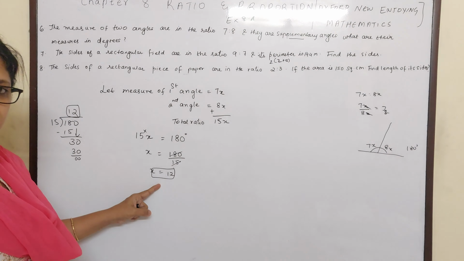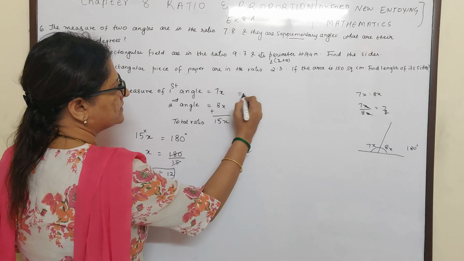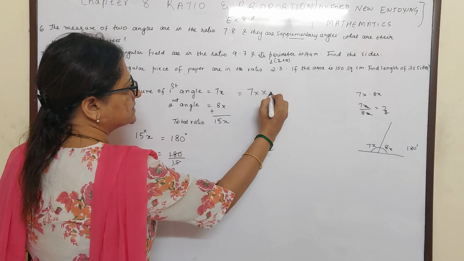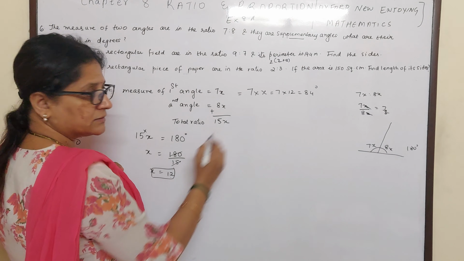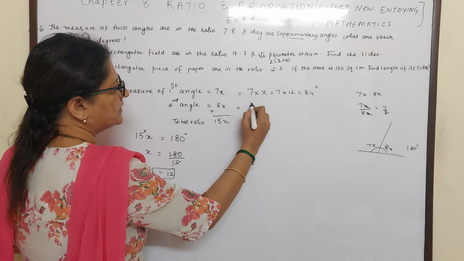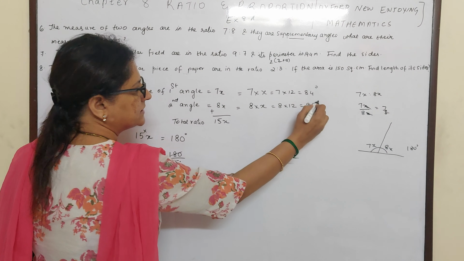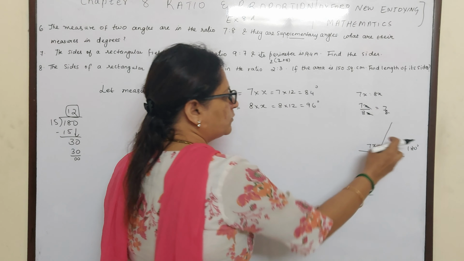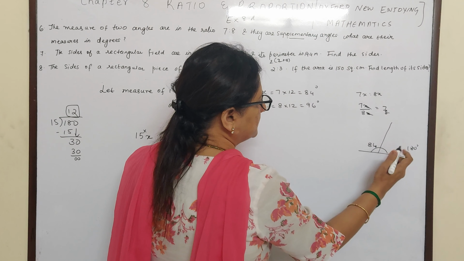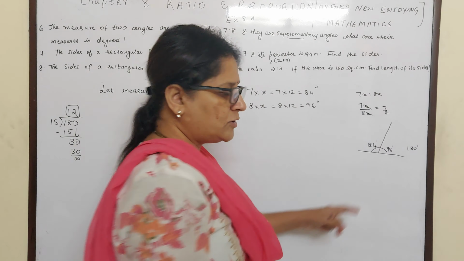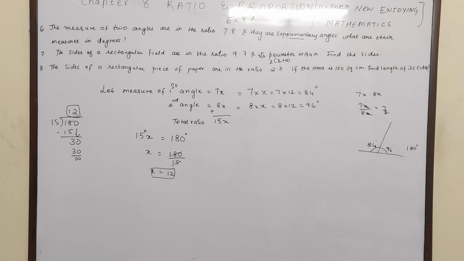Right? Once you get x as 12, you put this value of x in the first angle. What is your first angle? 7x. That is 7 into 12, 84 degrees. You put the x value here. What is your second angle? 8 into x, 8 into 12, 96 degrees. That means you have distributed 180 as 84 degrees and 96 degrees. And if you add these, you will get 180 degrees, right? Okay, moving on to the next sum.